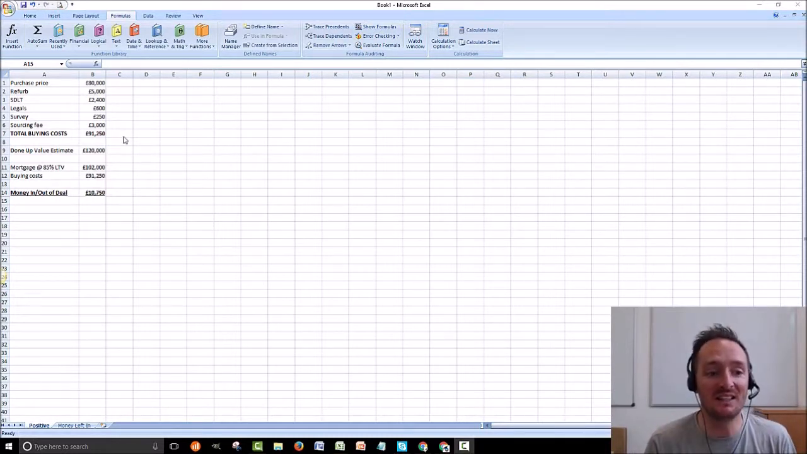So in this example, we're using a standard buy-to-let mortgage at 85% loan to value. So they will lend you up to 85% of 120,000. So that makes it 102,000. So the bank will lend you 102,000. So you take that mortgage out and you refund yourself. So of course the mortgage then pays you back 102.